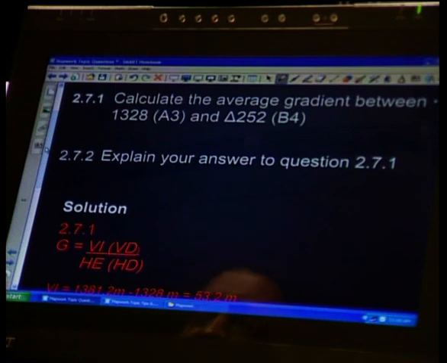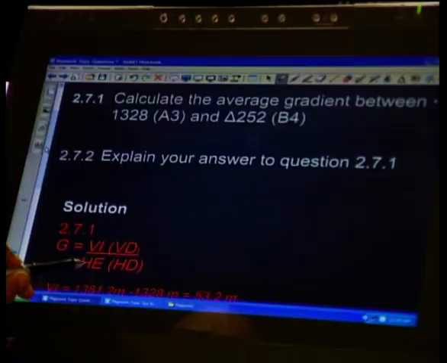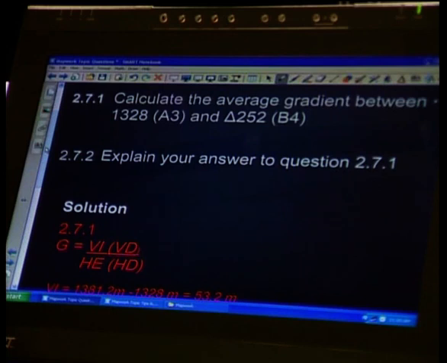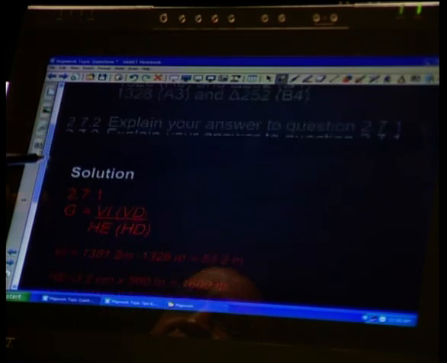So VI is the vertical interval. It's basically the difference in height between the two points. And HE is the actual distance between the two points. So you're measuring the map distance and then you're multiplying it by the scale. Again, you must remember which one you're using, the orthophoto or the topographic map. In this case, we're using the topographic map.